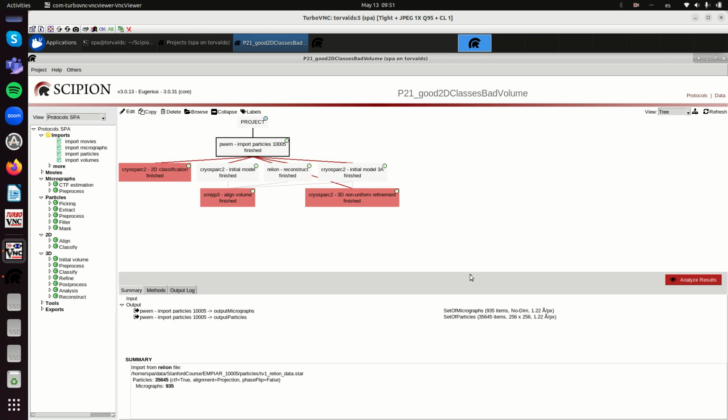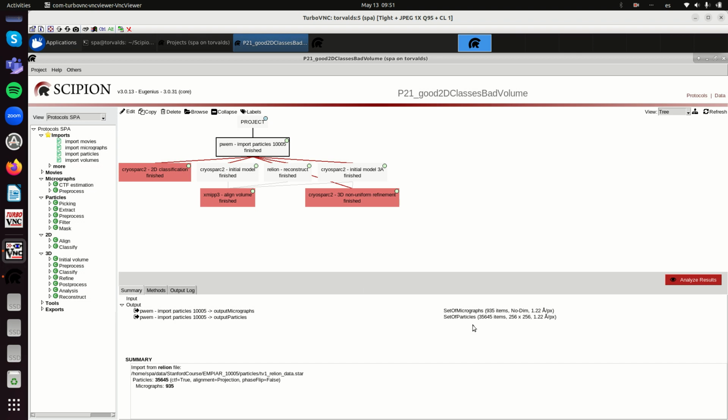Explore the idea that to construct a good volume, a good map, you need good 2D classes. But having good 2D classes doesn't imply that you will have a good map necessarily. There are many things in between that can go wrong. So let's start.